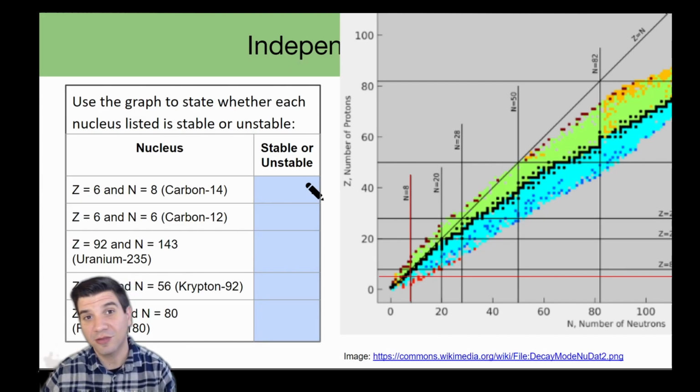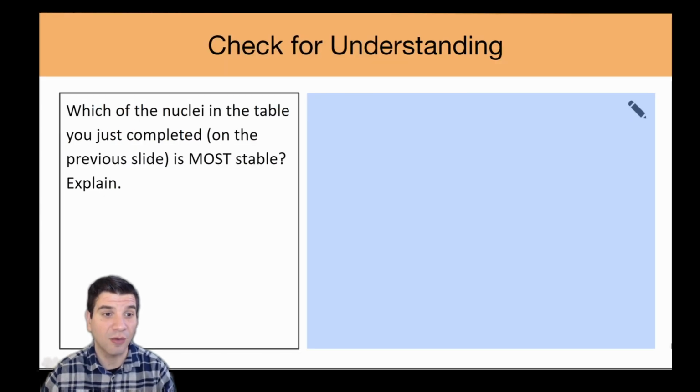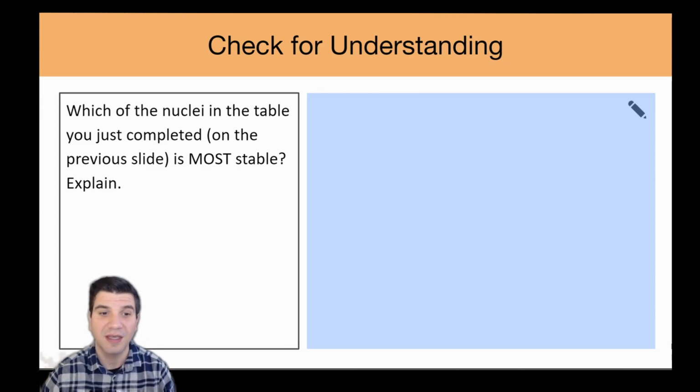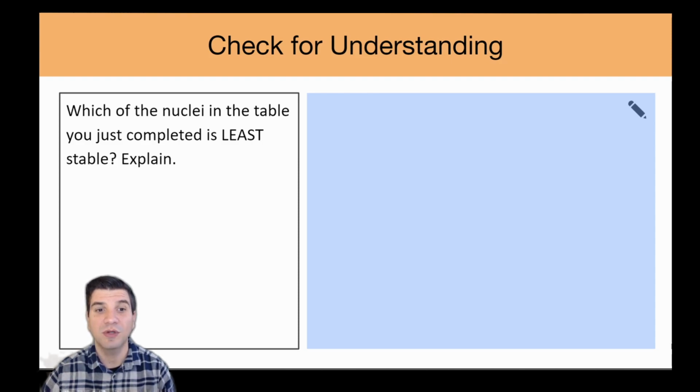All right, so I'm going to ask you now to take a moment and answer the remaining 4 questions on this table and answer the check for understanding. Which of the nuclei in the table you just completed on the previous slide is the most stable, and explain. And which of the nuclei in the table you just completed is the least stable.